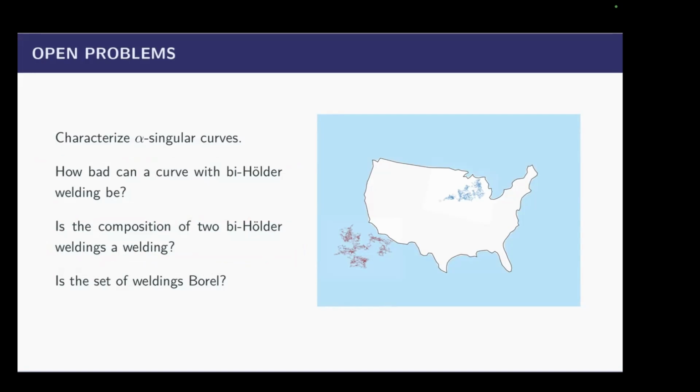Right now there is not a real and very big hope to understand the set of weldings. But one thing that we can ask is if the set of weldings is Borel. And to see more about this question, you can see Chris's preprint, Conformal removability is hard, by Chris.